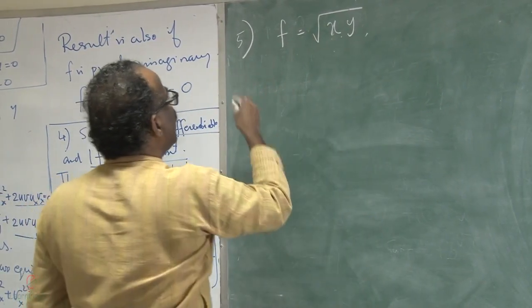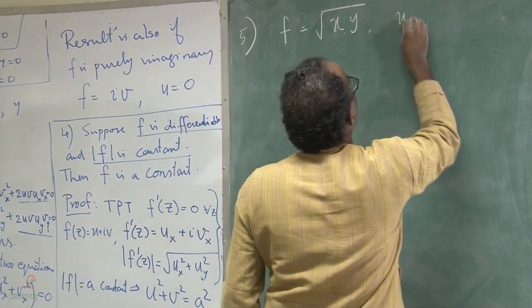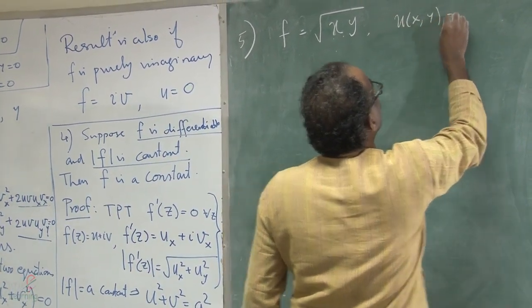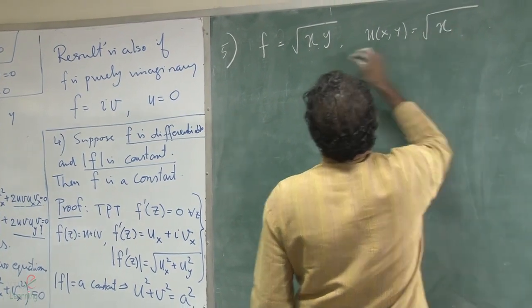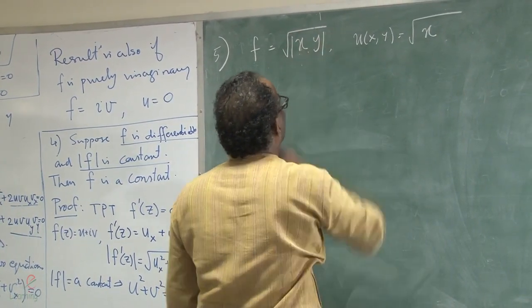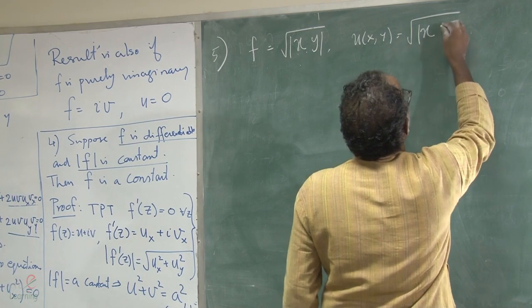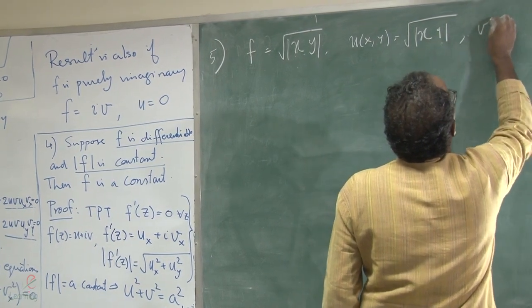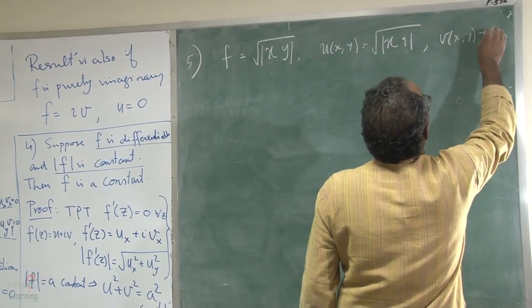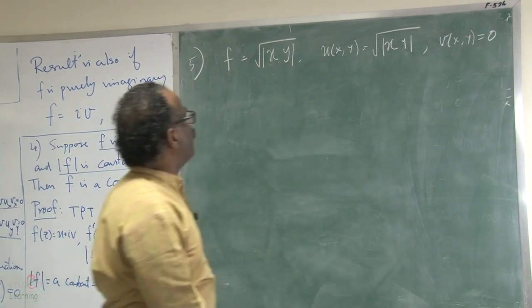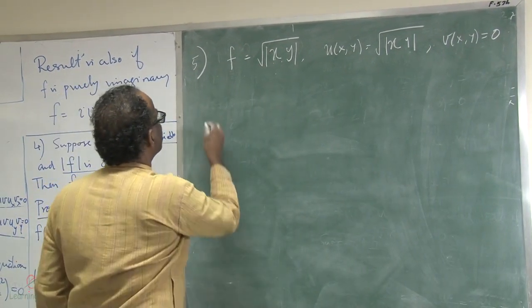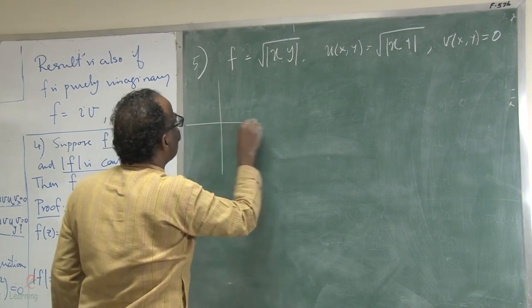So consider f equal to square root of xy. That is, u(x,y) is equal to square root of mod xy, with mod because x and y can be negative, and v(x,y) is equal to 0. So let's compute the behavior of this.